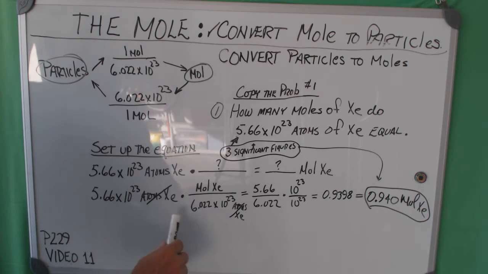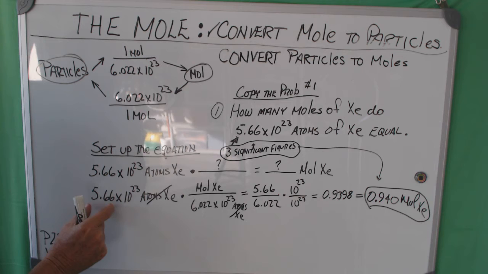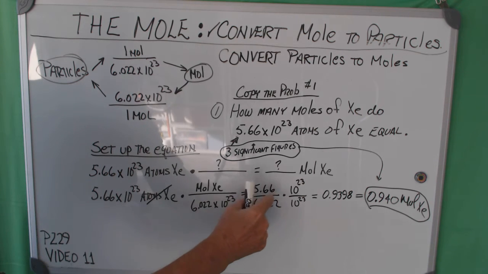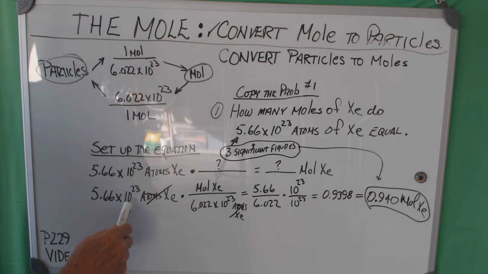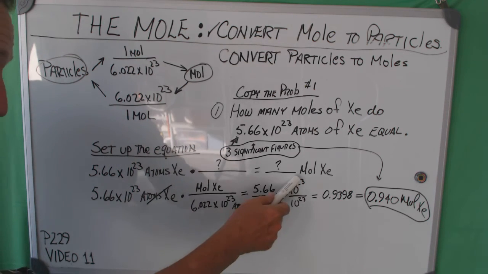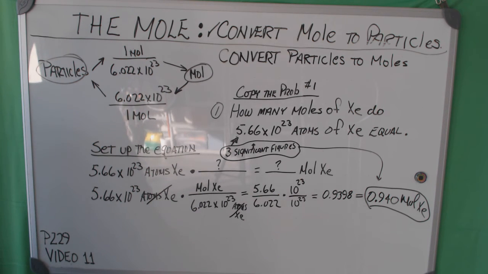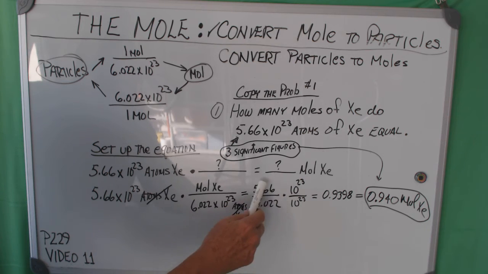So my atoms of xenon cancel, and I just have this equation. I take the decimal part of it and make a little problem out of it, and then I take my tens and make a separate problem. I'm going to handle the tens all by themselves, because we know how to handle those. We just subtract the exponent on the bottom from the one on top, and you see that these cancel, and so it ends up being 1. So all I have to worry about is what the decimal is for this division.